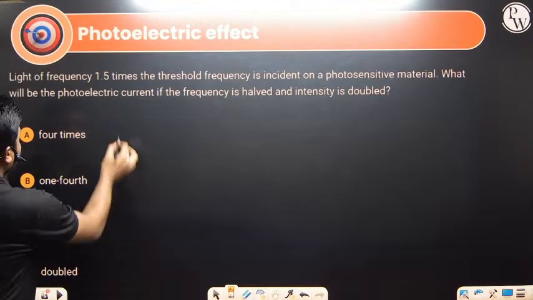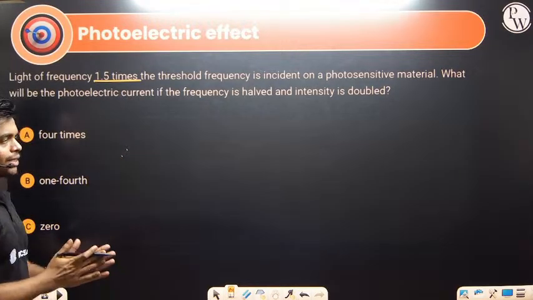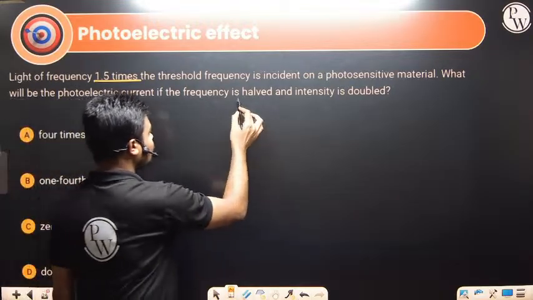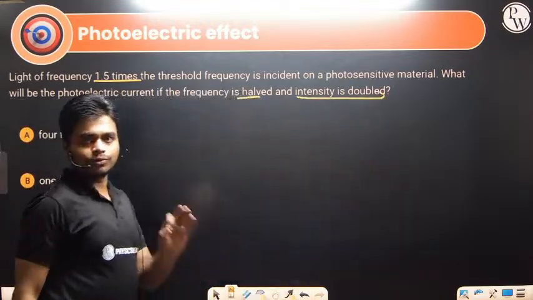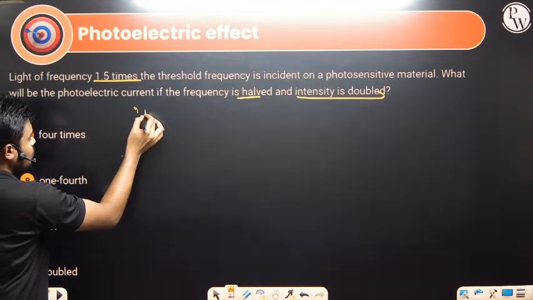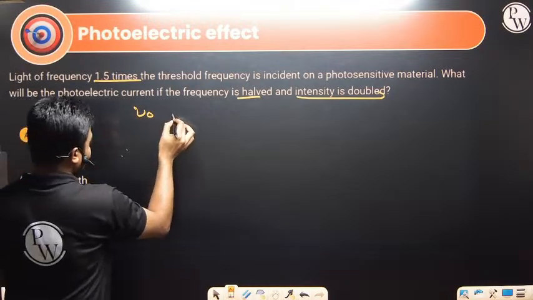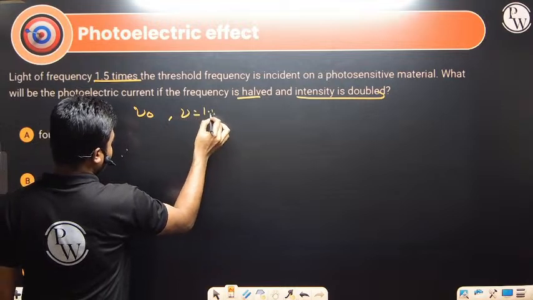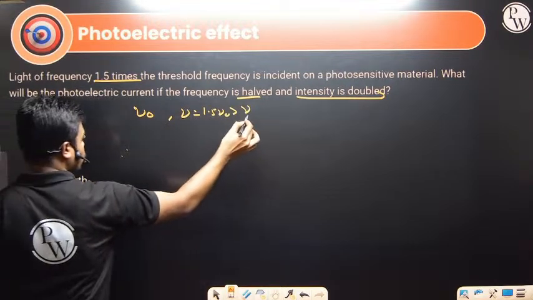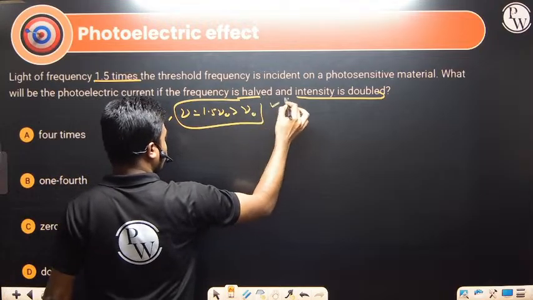Light of frequency 1.5 times the threshold frequency mu is incident on a photosensitive material. What will be the photoelectric current if the frequency is half and intensity is doubled? Frequency is half and intensity is double. So what is the threshold frequency? Suppose the threshold frequency is mu naught. When we apply the frequency 1.5 mu naught, this frequency is greater than the threshold frequency. So when the frequency is greater than the threshold frequency, the photoelectric effect is possible.